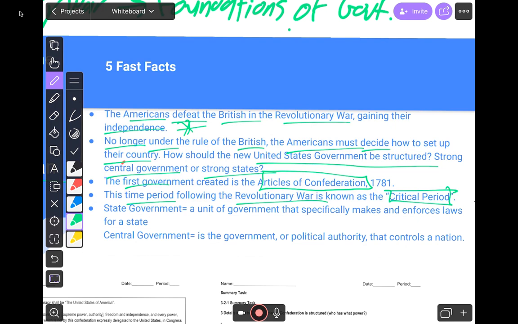All right, there's really two paths that the country can go on. And it is seen as a critical period because if the decisions are made incorrectly, the United States could cease to exist.